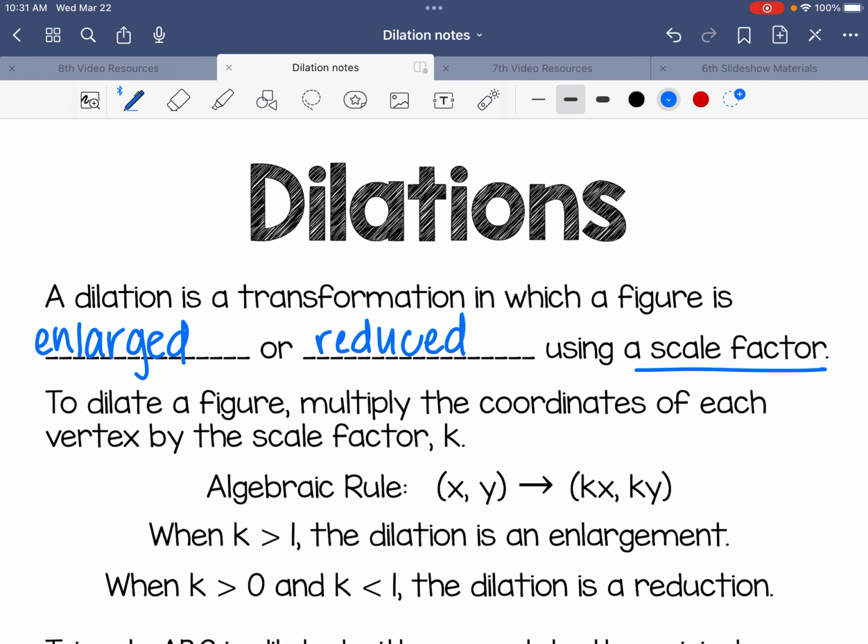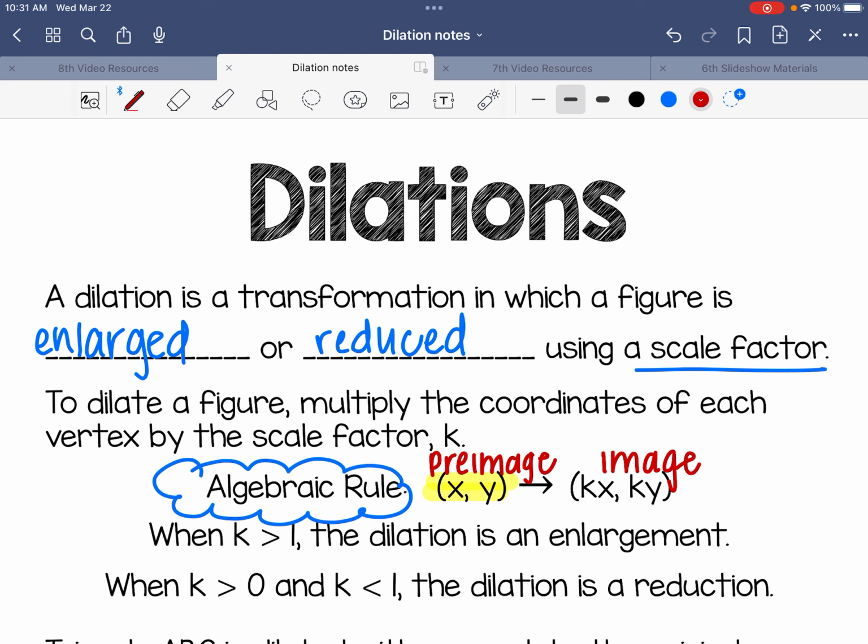To dilate our figure on the coordinate plane, we multiply the coordinates of each vertex, or each point, by the scale factor k. So our algebraic rule, which is what a lot of you guys will see, goes from the original point, so this x and y refers to the point that is on the pre-image, and then you multiply the x-coordinate by the scale factor and the y-coordinate by the scale factor to get the point for the image.